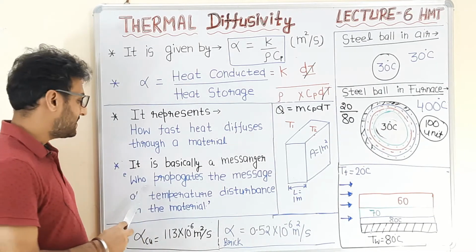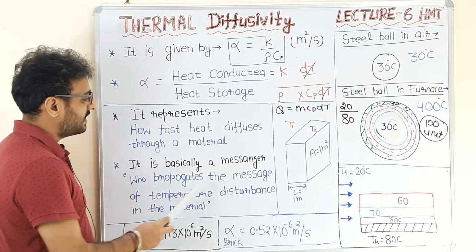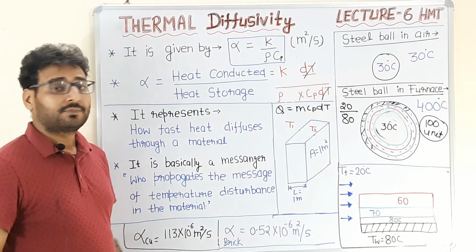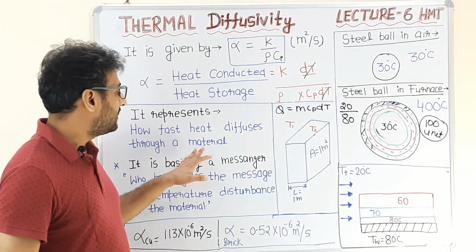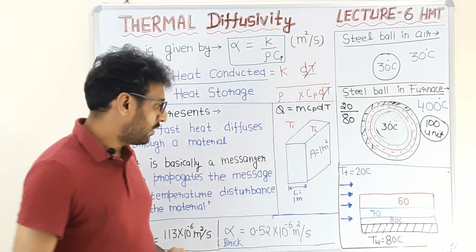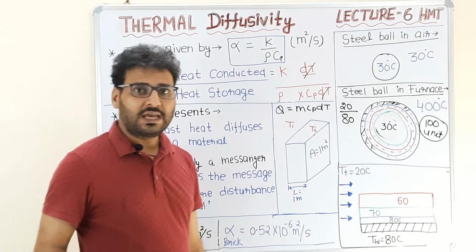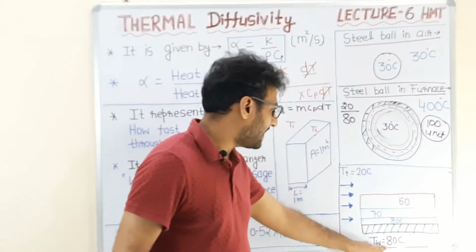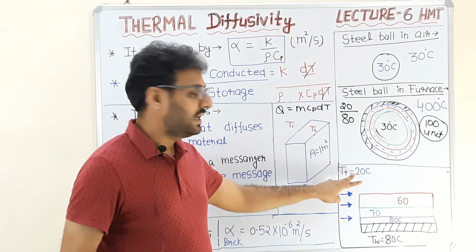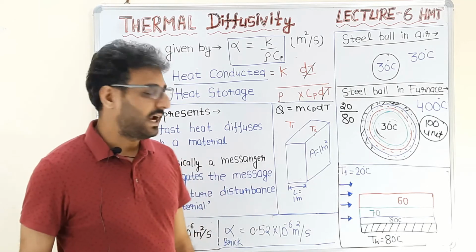Consider the third statement. It is basically a messenger which propagates the message of temperature disturbance in the material. Now I am going to discuss this statement with the help of this example. Suppose, consider a flat plate whose initial temperature is 80 degrees centigrade, and a fluid whose temperature initially is 20 degrees centigrade flows over the flat plate.